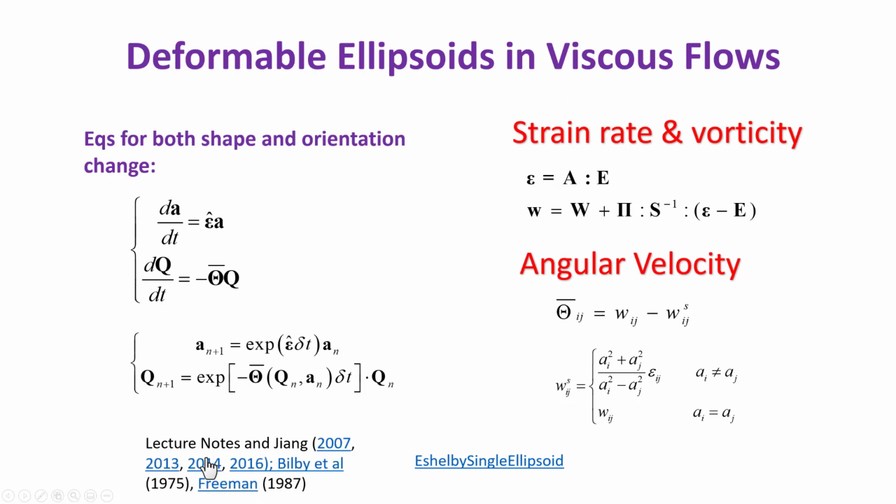Details of these are presented in the lecture notes and also a set of papers of mine. Bilby et al. 1975 was the first paper in the geology literature on deformable ellipsoids in viscous flows, and Freeman 1987 was the first numerical solution of the equations.